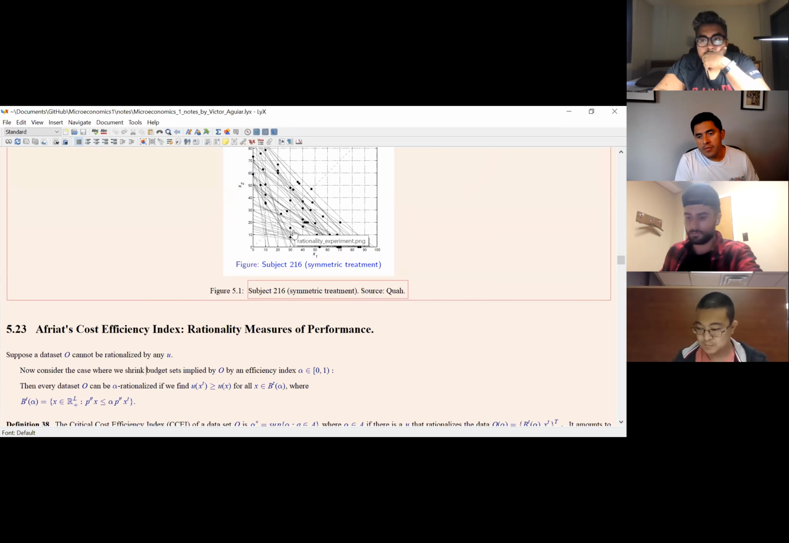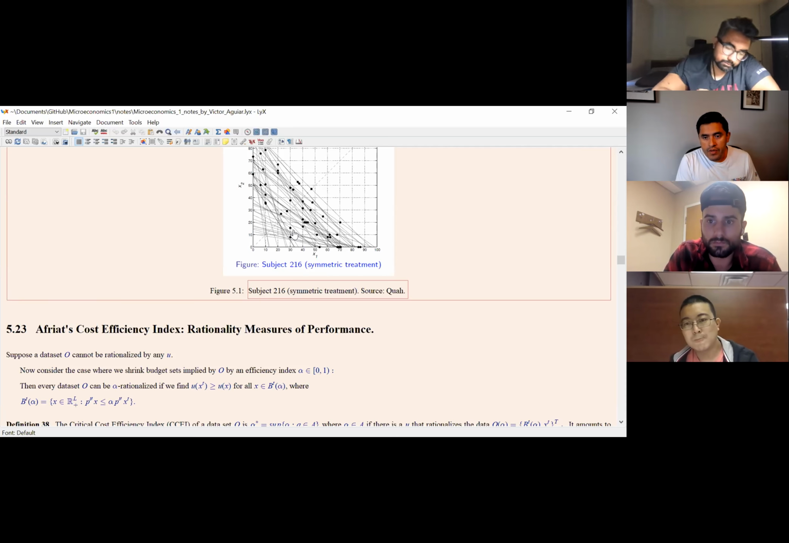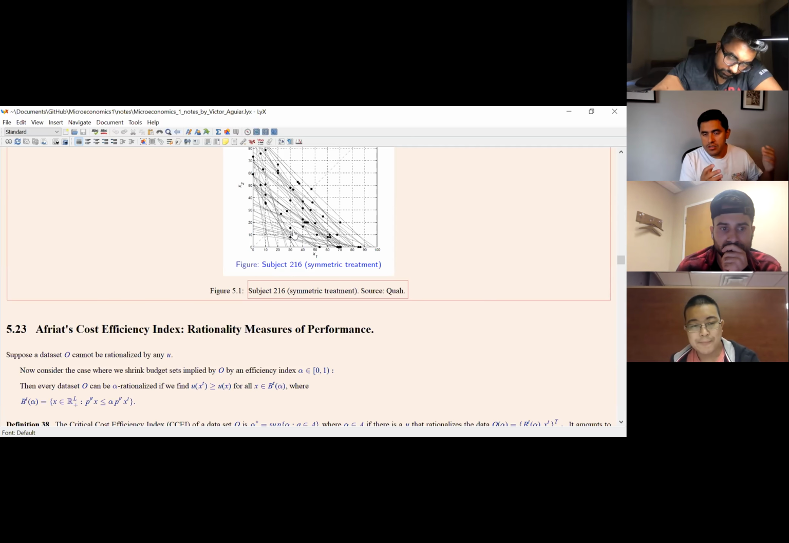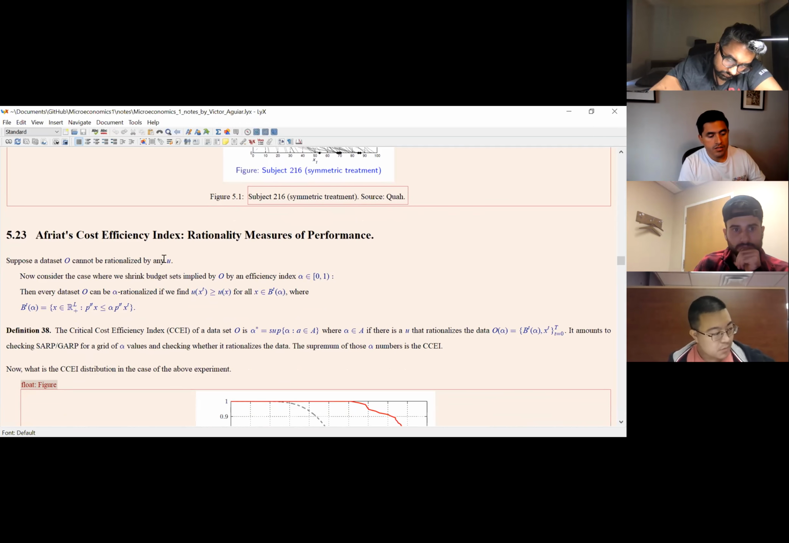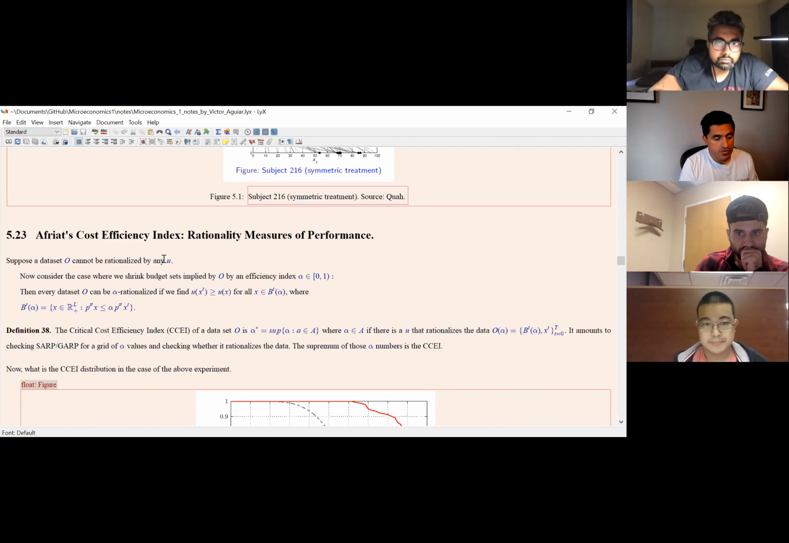So in the previous class, I told you about measurement error, but today I'm going to tell you about something called goodness of fit. So again, the idea is going to be very simple. It's about having a notion of errors in the model, but in this class of models characterized by the generalization of revealed preference. We're going to introduce something called Afriat's cost efficiency index, and it is a measure of rationality or rationality performance.